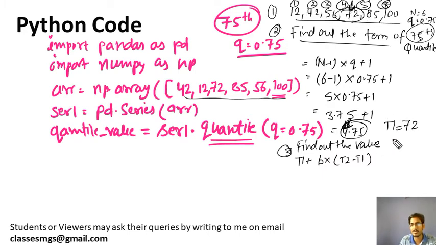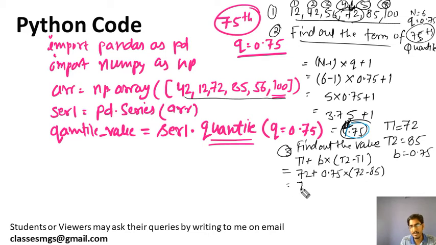T1 is 72. T2 is what? The next value after the fourth, which is the fifth term. So the fifth term value is 85. B is what? B is 0.75. Put it into this formula: 72 plus 0.75 into 72 minus 85.